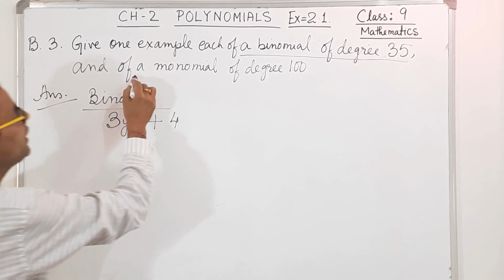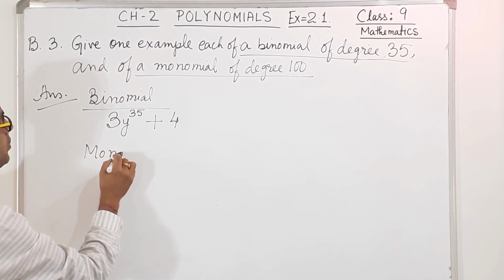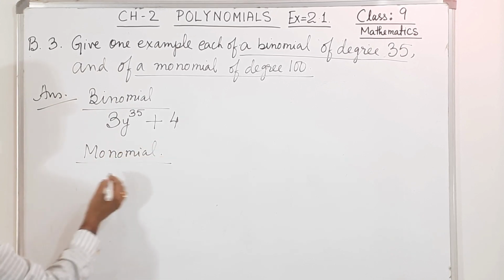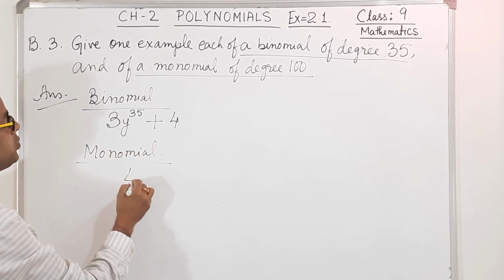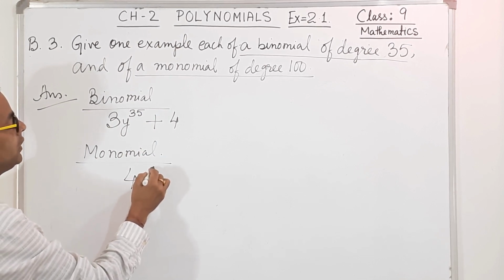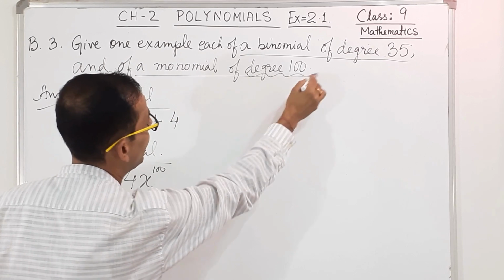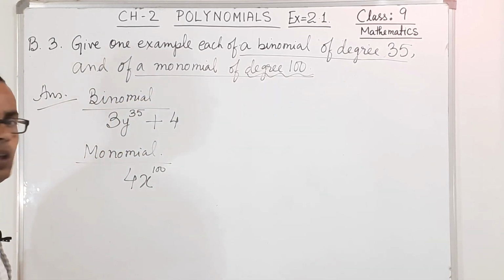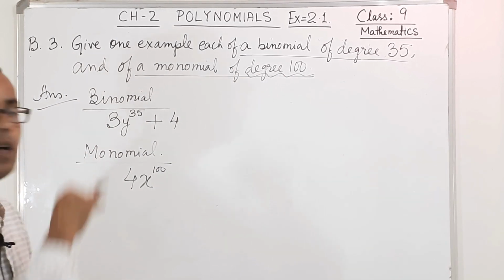Then they are asking a monomial of degree 100. Monomial means only one term. So you can write 4x to the power 100, because they told that you have to take the degree as 100. Now, more examples you can create, not that only the answer which is given in your textbook you have to write.